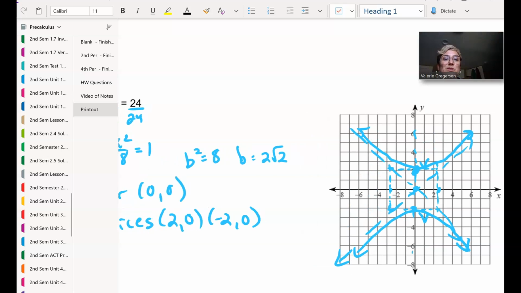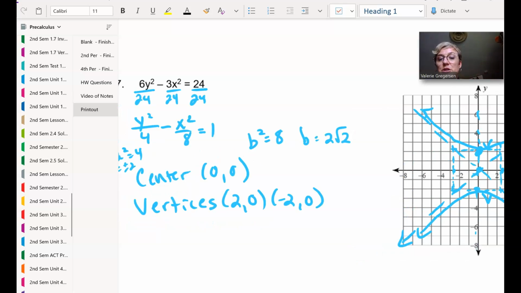So B is 2 root 2, which is like 2.6 or something like that, 2.8, and so it makes it really wide. So just understand it is off on the answer key.